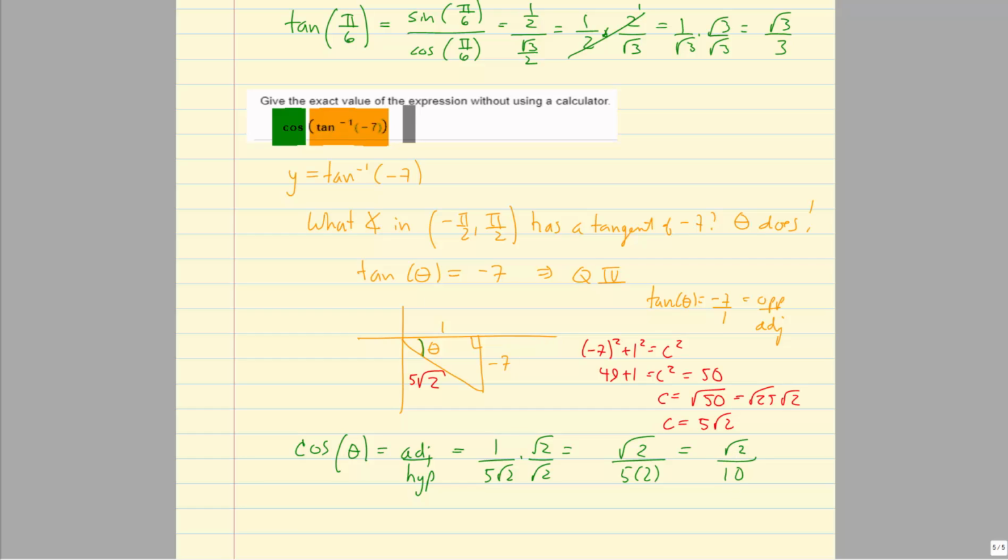So this equals the square root of 2 over 10. I really enjoy these. These are fun problems to be able to work with. Again, you always start on the inside and work toward the outside.